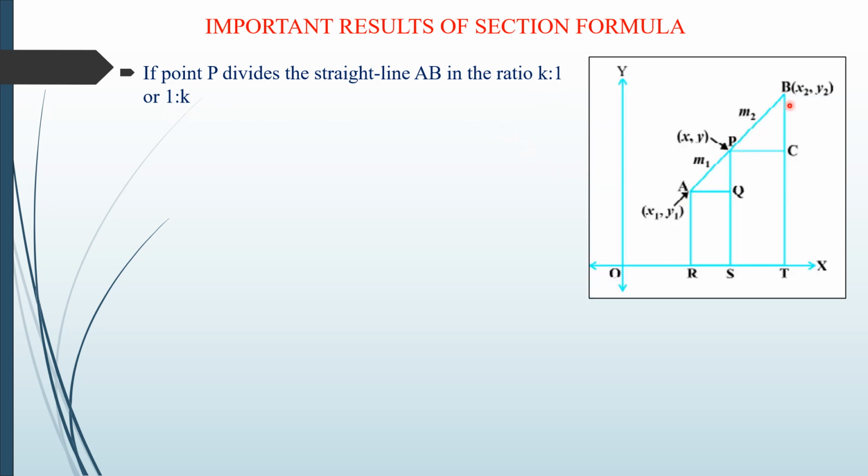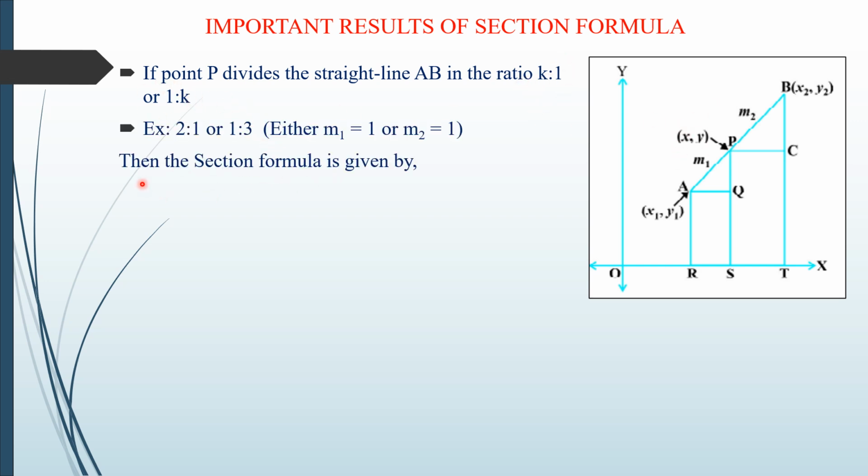Now let us understand some of the important results from this section formula. Suppose a point P divides the straight line AB in the ratio k is to 1 or 1 is to k. Suppose I say this is the straight line AB and this point P is dividing this AB as 1 is to 2 or 1 is to 3 or 1 is to something. There 1 is fixed, 1 is to k. In that case, in the section formula, either m1 I can take as 1 or m2 I can take as 1. The remaining other m would be something different.